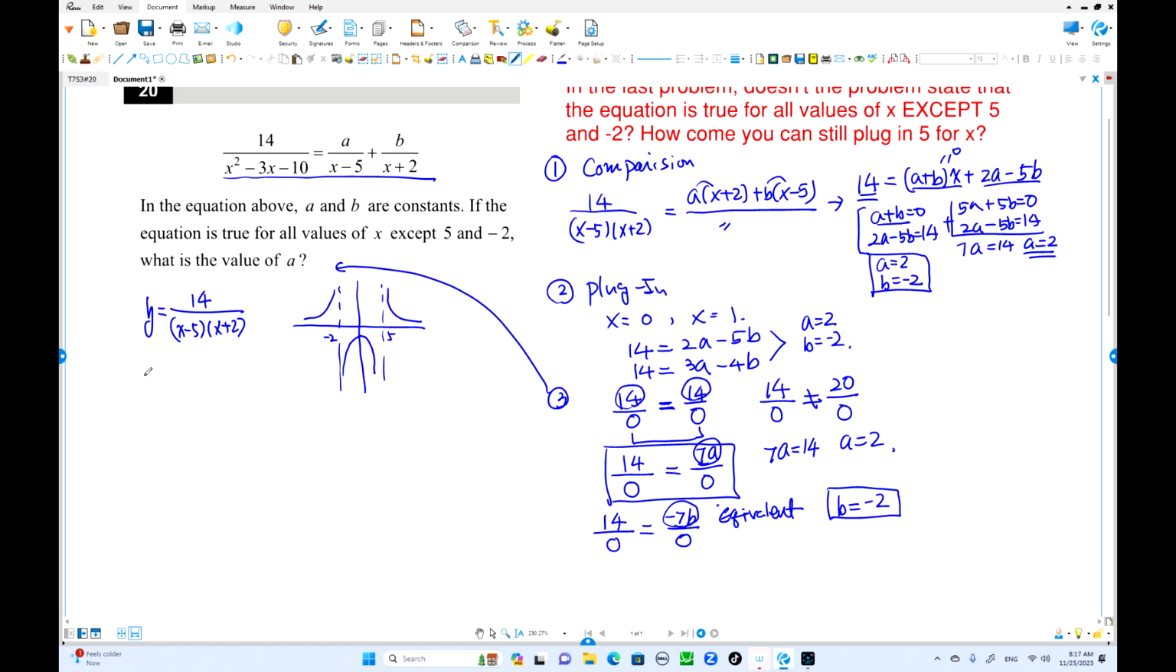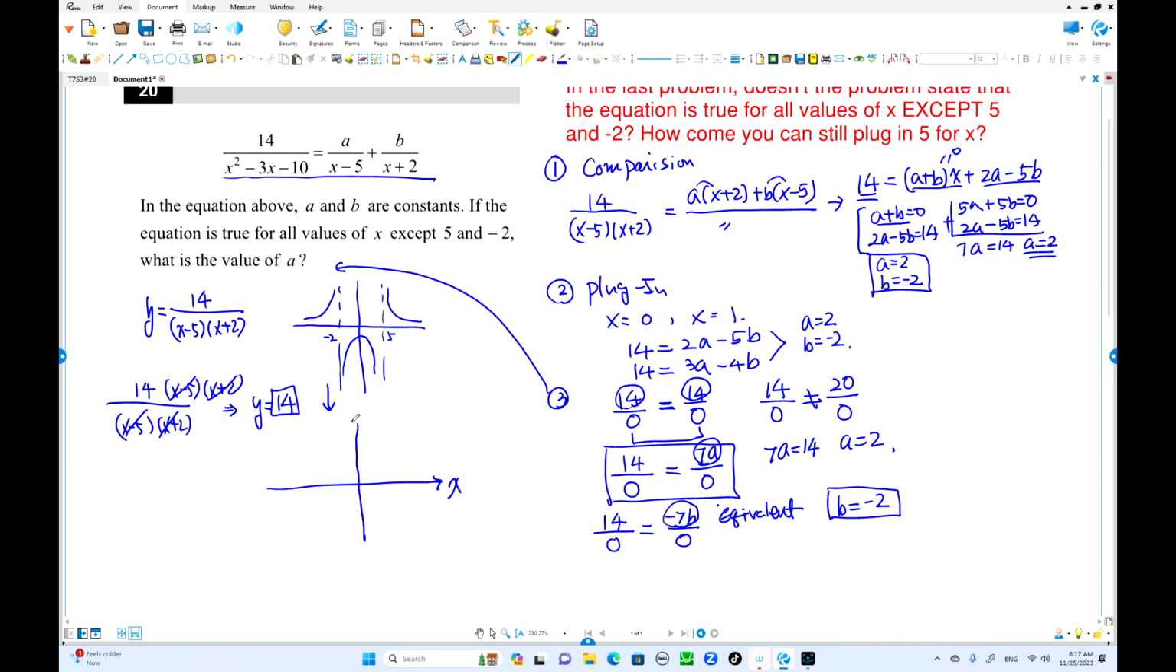But when you multiply by x minus 5 and x plus 2 on 14 over x minus 5 and x plus 2, we multiply the numerator by x minus 5, x plus 2. This is canceled out. Now y equals 14, okay? Horizontal. The graph will change.